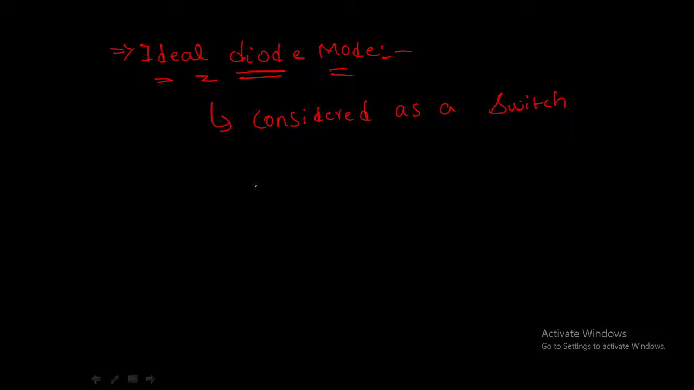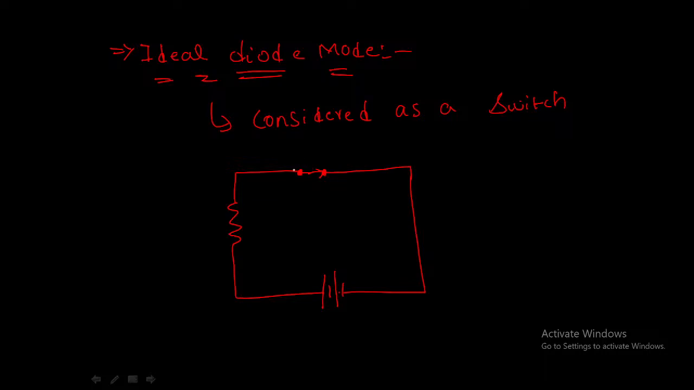You know the switch, right? Let me draw it for you. In the ideal diode model, it is considered as a switch, so the equivalent circuit for the ideal diode model will look like this. This is our resistor, this is our power supply, and instead of drawing our diode, we will draw a switch. I hope you are aware of what is meant by a switch and what its diagrammatic representation is. This is the diagrammatic representation of a switch.